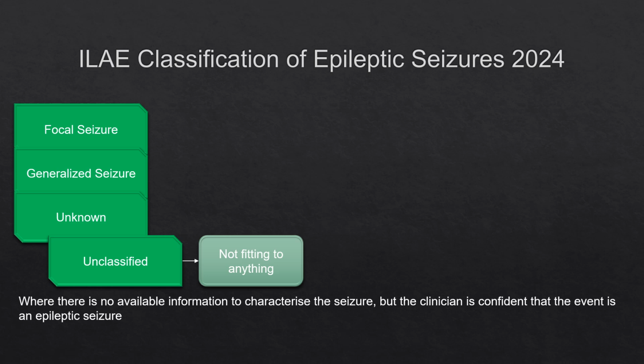Last is unclassified. Unclassified means it is not fitting into anything. When there is no available information to characterize the seizure, but the clinician is confident that the event is an epileptic seizure. For example, think that the child was brought to the outpatient department. The parents complained that the child had an episode of involuntary movement at home, and this involuntary movement was associated with involuntary passage of stool and urine.